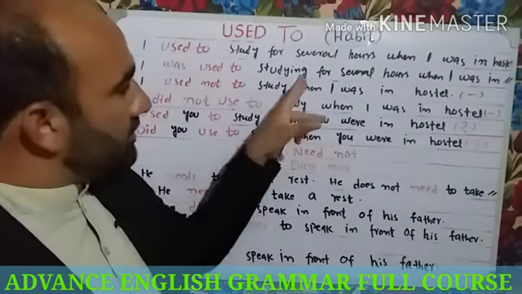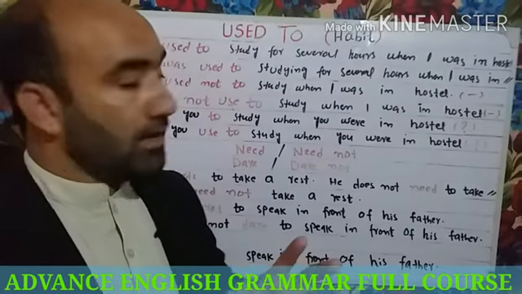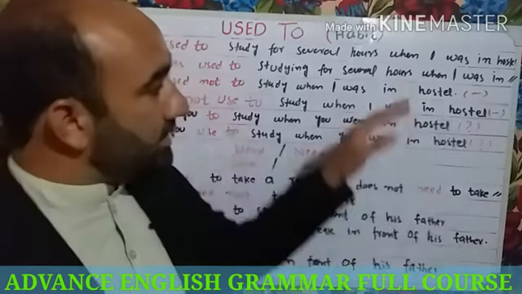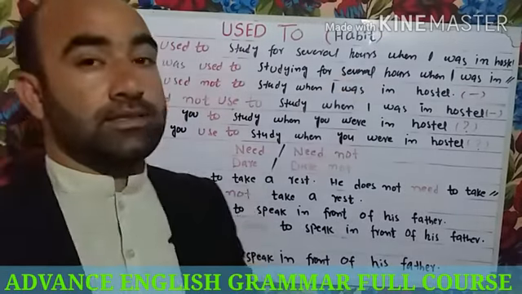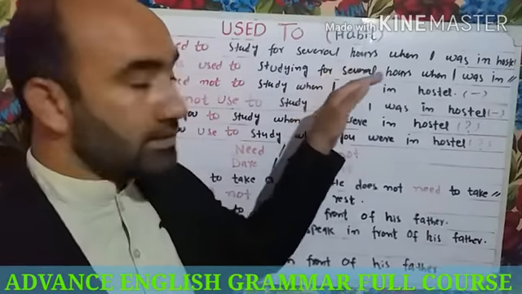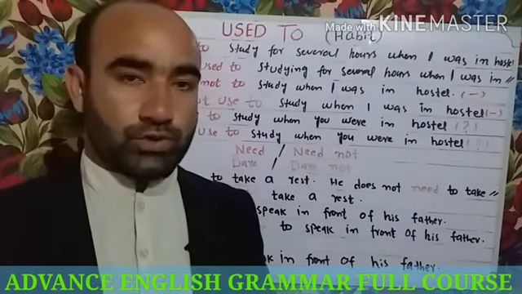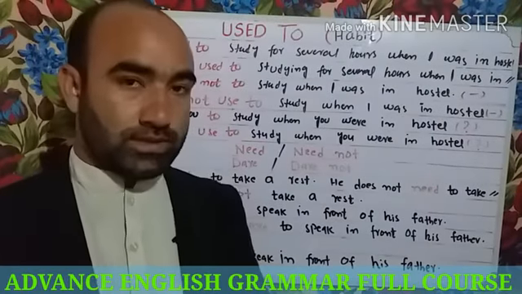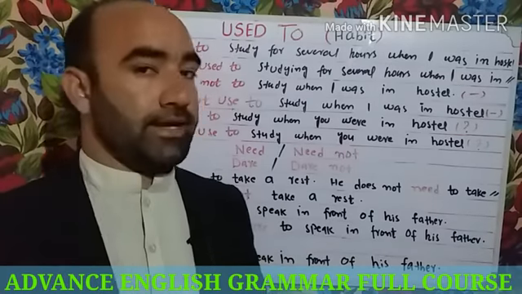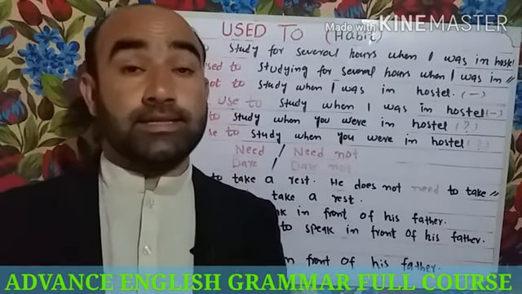Now, these were two positive sentences and they make common sense. They are both the same in meaning: I used to, I was used to. There is similarity. Now let's talk about how to make these sentences negative.